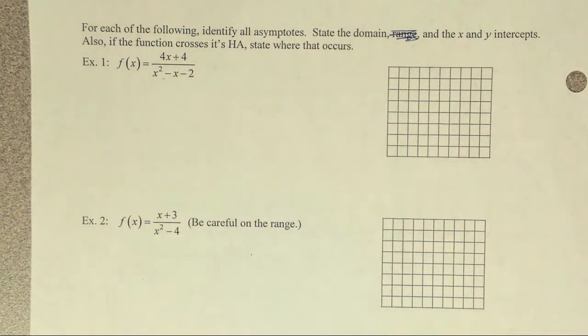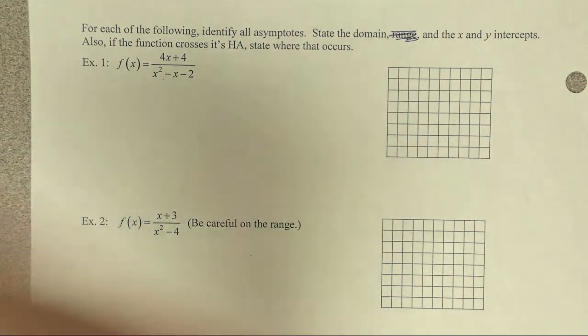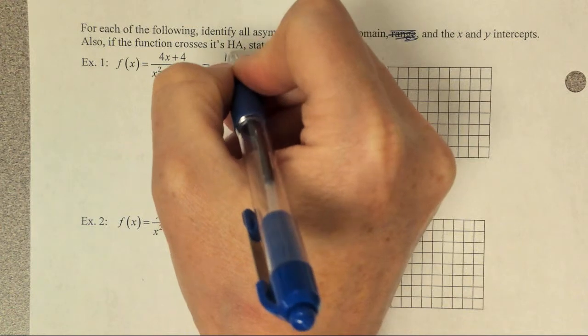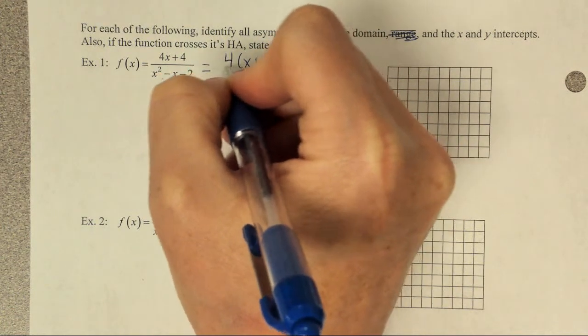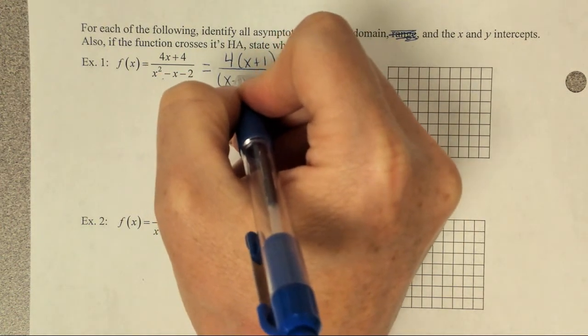What did I say we should always do first? Simplify by factoring. Factor out a 4. Factor the denominator.